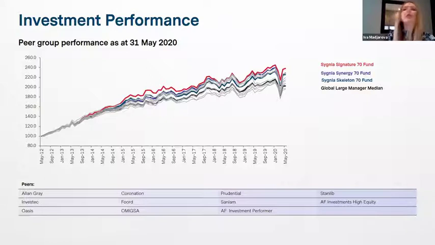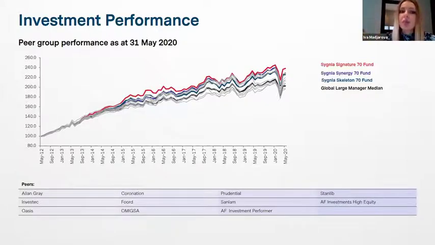So what the different lines here represent: the red line is the long-term performance of the signature range. The blue line is the synergy range. The different shade of blue just underneath that is what the skeleton range has done over time. And then very importantly, the black line is the global large manager watch median.